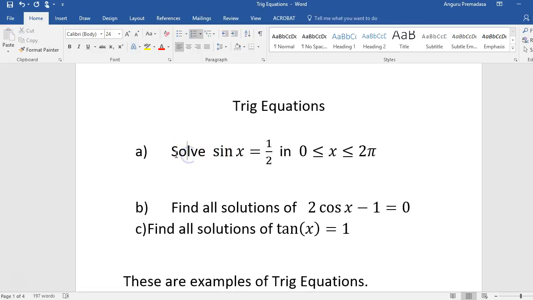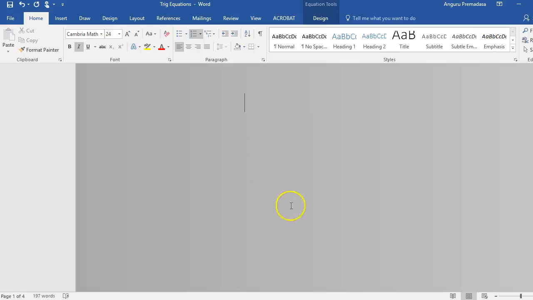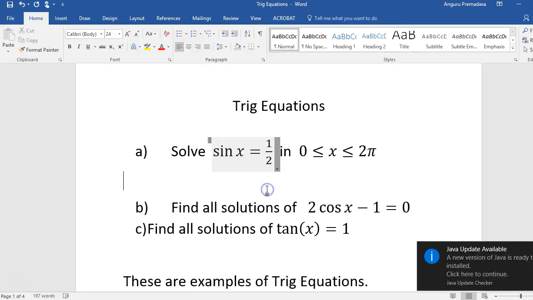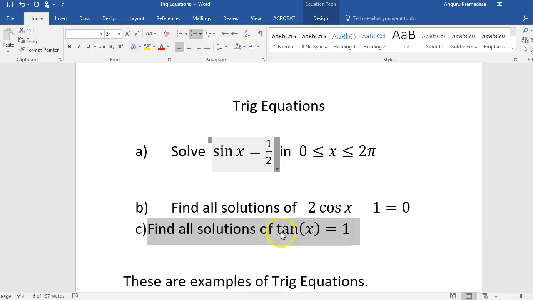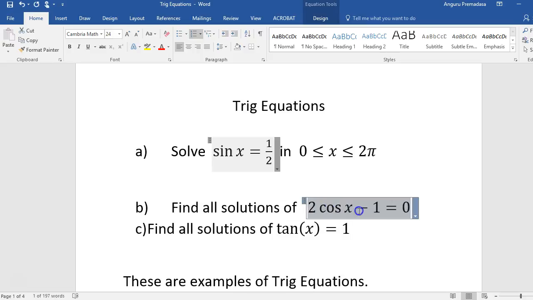So it tells you to solve this. What do you mean by solving? Just like a regular equation, the idea is to find the values of x which satisfy this equation. Now if you go down to here, you see another trig equation, which is 2 cosine x minus 1 is equal to 0. Here they ask you to find all solutions. And then you have another trig equation here, which says to find all solutions of tangent x equals 1. So these equations are just like regular equations, except that they have some trig function in it.